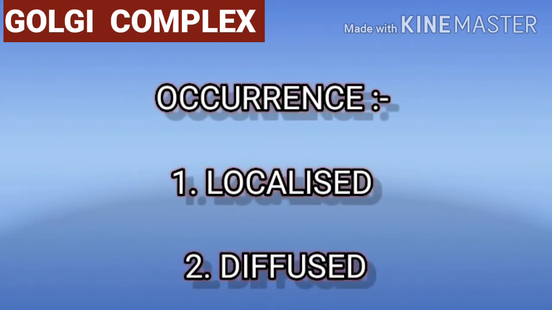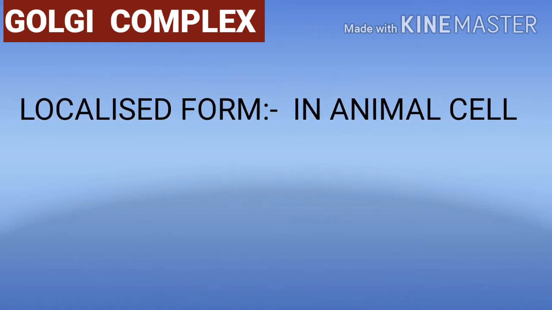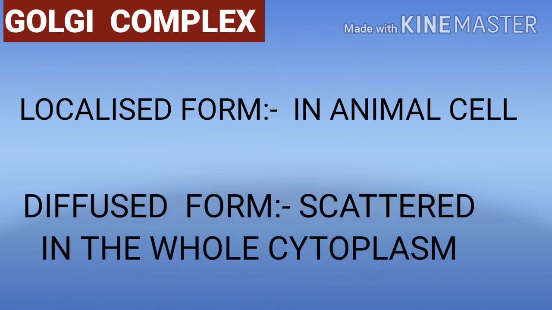Now moving on, Golgi apparatus or Golgi complexes was first observed by Camillo Golgi in 1898 in nerve cells of a barn owl. Occurrence: it occurs in two forms. One is the localized form, another is the diffused form. In localized form, it occurs near the nucleus of the vertebrate cell and mostly all the animal cells. In diffused form, it is scattered in the cytoplasm and not easily distinguishable.